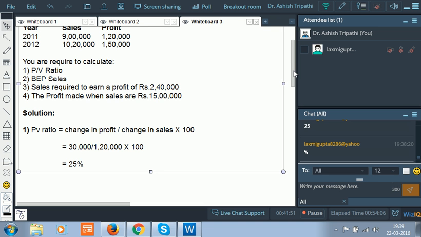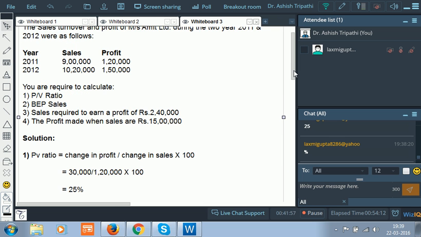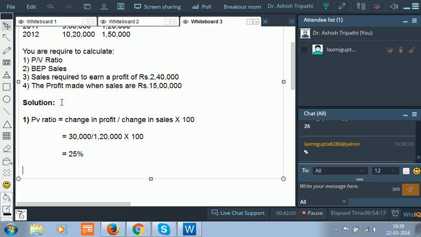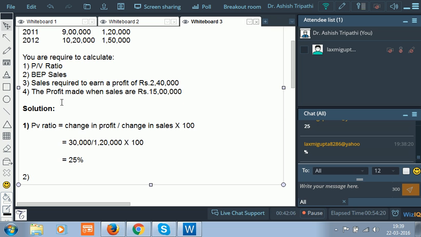Okay, good. Now let us try to calculate the second part of this question. They are asking for break-even point sales. So let us calculate break-even point sales, BEP sales. That is nothing but break-even point. We'll have to apply the formula for break-even point. The formula for break-even point is fixed cost upon PV ratio.